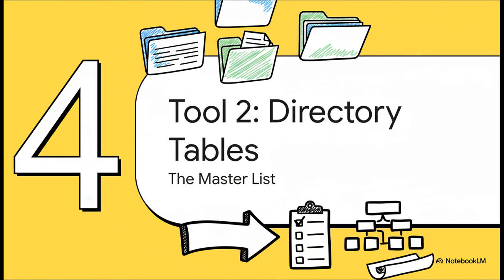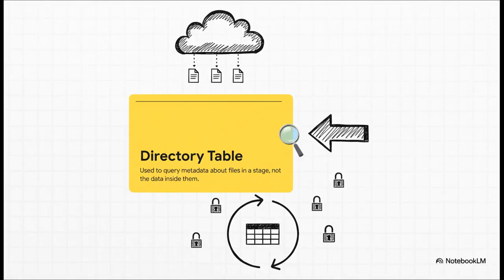If external tables are the magnifying glass, then directory tables are the master list. These aren't about what's in the files, they're all about knowing about the files themselves. So, the definition is actually really simple. A directory table lets you use SQL to ask questions about the files sitting in a Snowflake stage. The absolute number one thing to get is that it never, and I mean never, reads the actual data inside the files. It only looks at the label, the outside of the box.